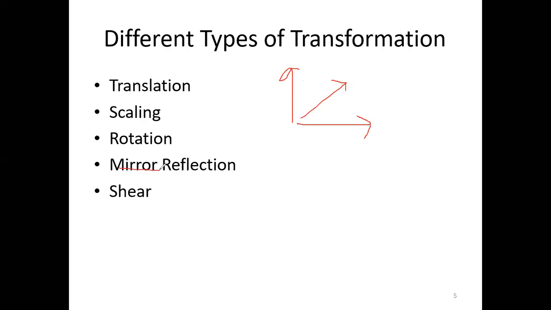And then we have the mirror reflection. If we stand in front of a mirror, we can see our reflection. So in computer graphics, how can we actually represent the reflection? This is actually a very interesting concept. And then finally we have the shear. So we'll talk about them one by one. And now let's start with the translation.